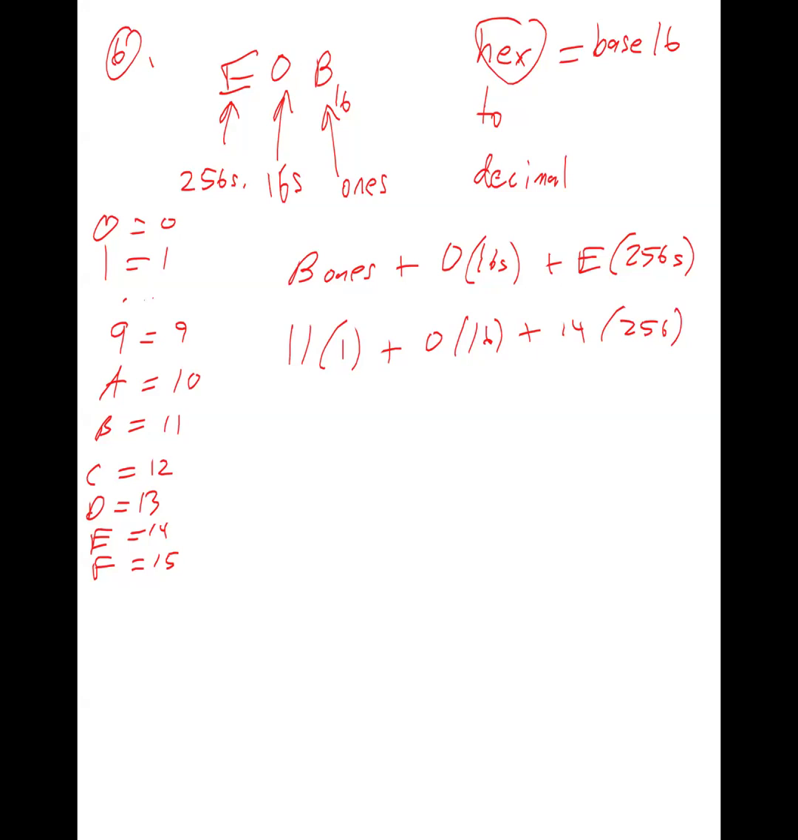So what is 11 times 1? 11. 0 times 16 is 0. And 14 times 256, that's 3,000 and what? Perfect. So then we just get 11 plus 3584 is going to be 3595. So the answer is 3595. So the number E0B is equal to 3595 in regular decimal notation. Okay, perfect.